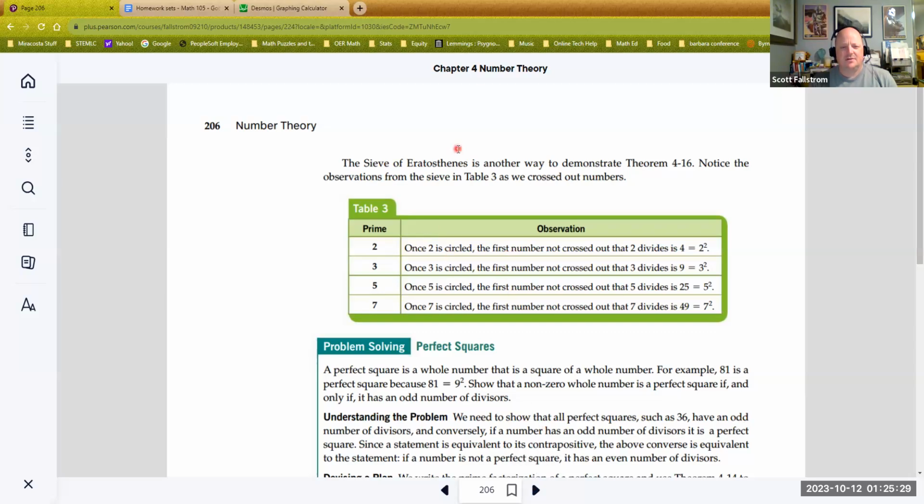So this is similar to the sieve that we did in class. The wording here might be even a little bit better. Like once you circle 2, in this case, we shaded them orange, the first number you do not cross out that 2 does divide is 4. And I even gave the explanation verbally in class. I said, remember, think about multiples of 5 that you already got. You've already got 5 times 1. You've already crossed off 2 times 5, 3 times 5, 4 times 5. What you might not have crossed off yet and should not have crossed off is 5 times 5. So 25.